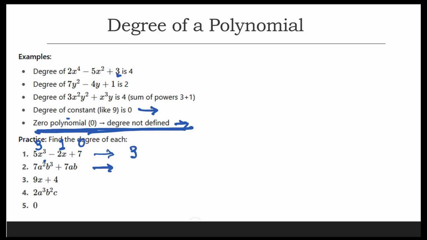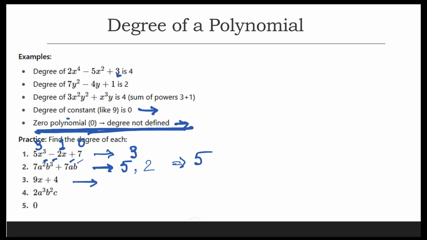In this case, the first term 2 plus 3, highest power is 5. Second term a to the power 1, b to the power 1. So in this case, the highest power is 2. So first term highest power is 5, second term highest power is 2. As a result, the degree of this polynomial is 5.